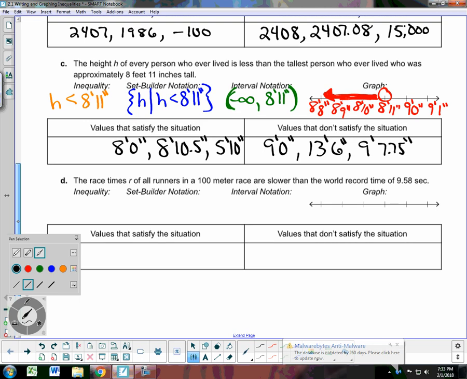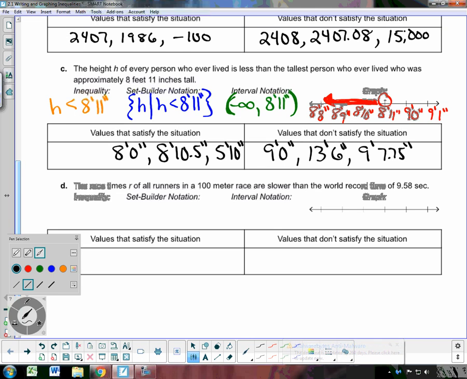Oh, actually, another one that I'd like to bring up that doesn't work is 8 foot 11 itself, right? Because in this case, we don't want anything that's equal to 8 foot 11. So in this situation, 8 foot 11 also does not work because of that open circle.